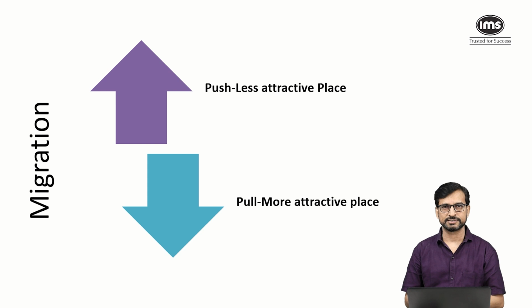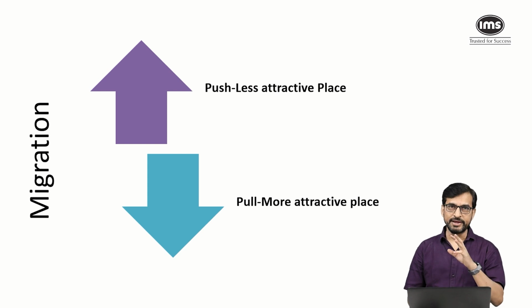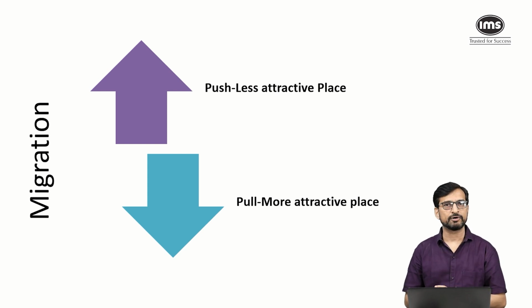In certain cases, think of a person who went to a metro city for studies, studied there, got a job there, and decided to stay in that city forever. That is called permanent migration.